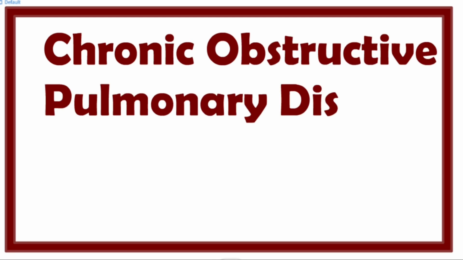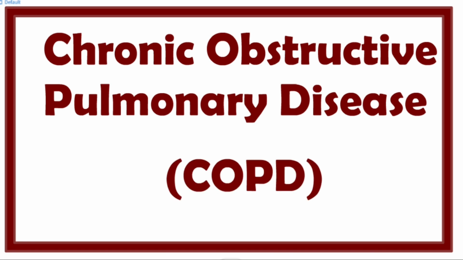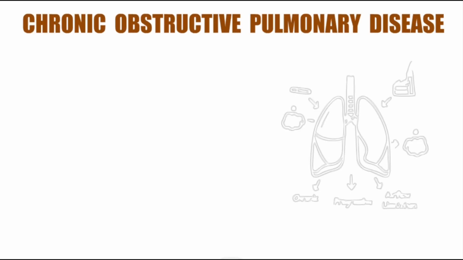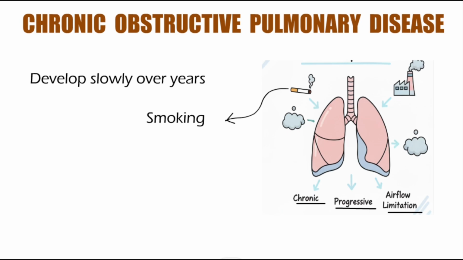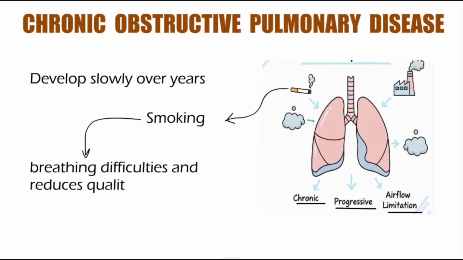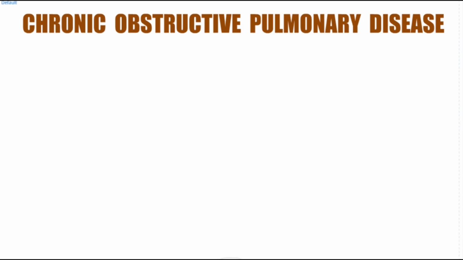Today, we are breaking down one of the most common and preventable chronic lung diseases, chronic obstructive pulmonary disease, also known as COPD. What is COPD? Let's begin. Chronic obstructive pulmonary disease, commonly known as COPD, is a preventable yet progressive lung disease characterized by persistent airflow limitation. It develops slowly over years, most commonly due to smoking, and leads to breathing difficulty and reduced quality of life. Let's understand the definition clearly.